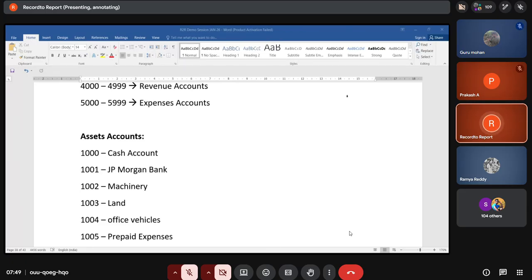Okay, fine. So this is about the cost center and profit center allocation, guys.